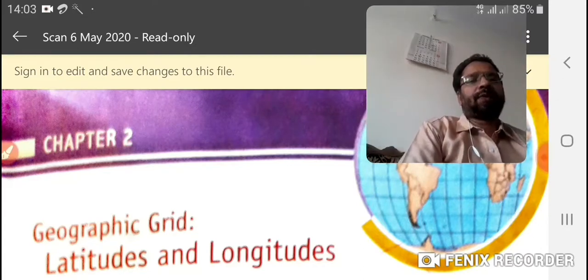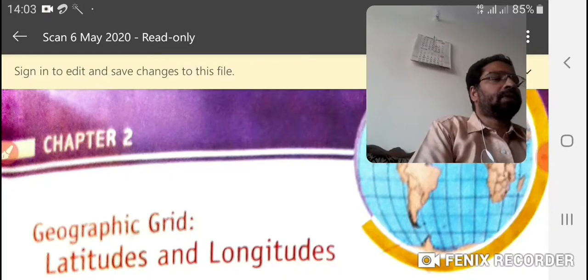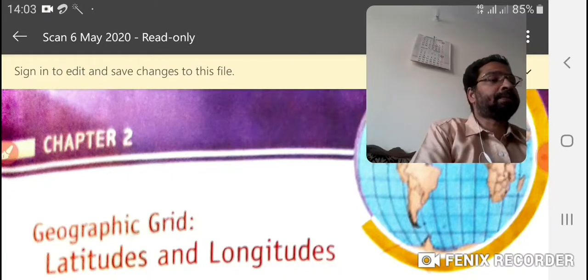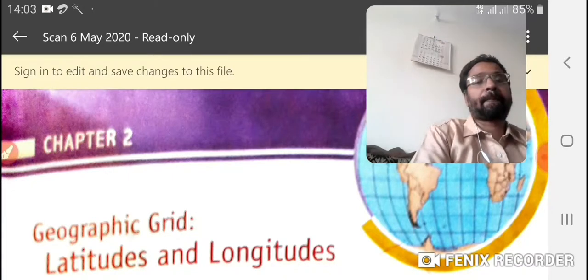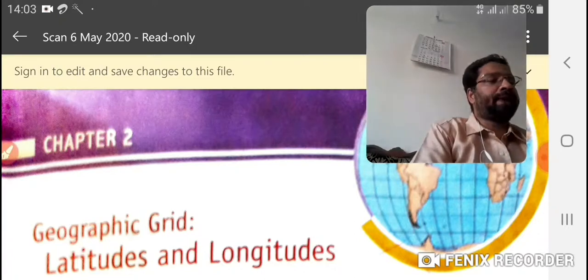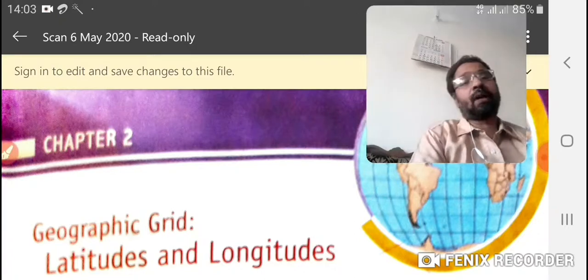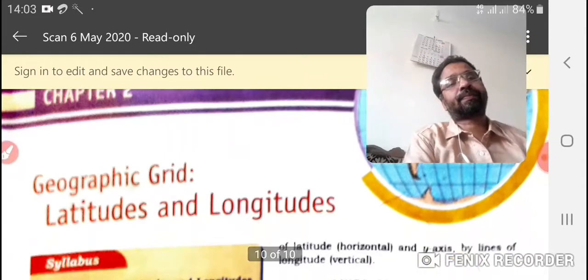Now we are going to start our second lesson: geographic grid, latitude and longitude.